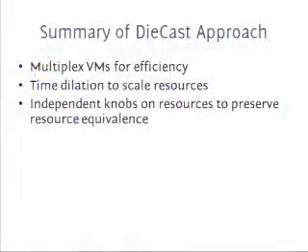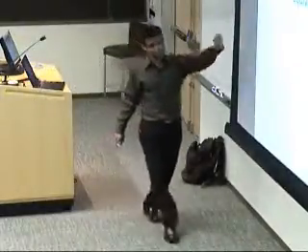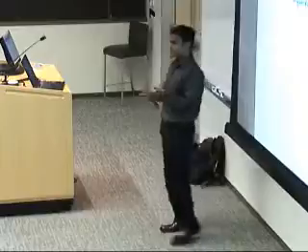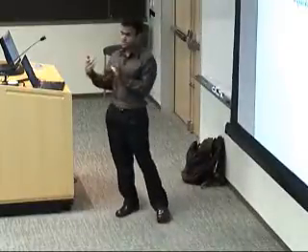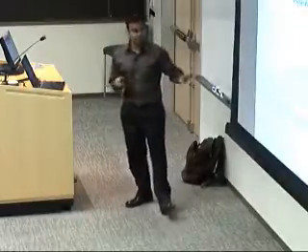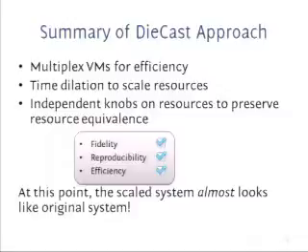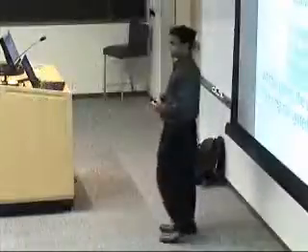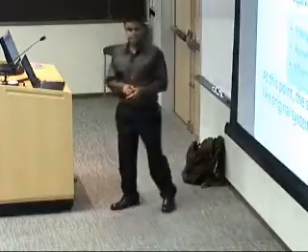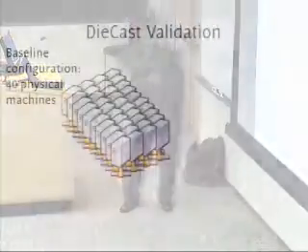So far the approach has been that we're going to multiplex VMs for efficiency. We're going to use time dilation to scale up the capacity of each VM, and we're going to use independent knobs on the CPU, the disk, and the network to make sure that each VM has resources exactly equal to the corresponding physical machine in the original system. And the claim after doing all this is that the scaled system almost looks like the original system. I say almost because we still don't deal with things like the main memory capacity, and I'll talk about it later. So how do we validate DieCast?